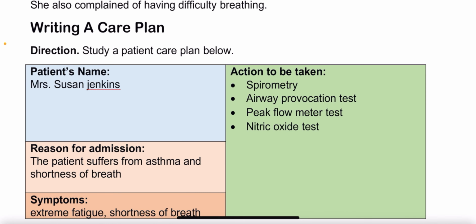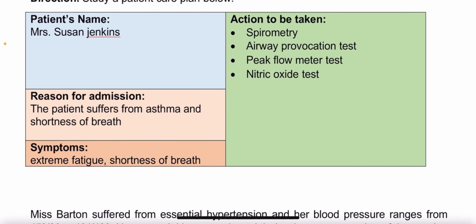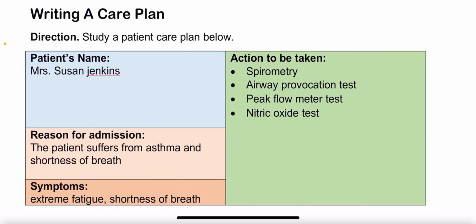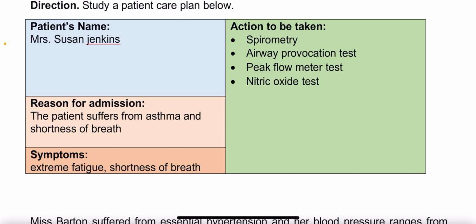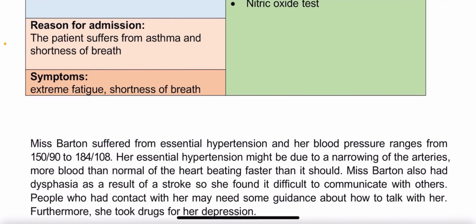Okay, this is writing a care plan. The patient's name: Mrs. Susan Jenkins. Reason for admission: the patient suffers from asthma and shortness of breath. Symptoms: extreme fatigue, shortness of breath. Action to be taken: spirometry, airway function test, peak flow meter test, and nitric oxide test.